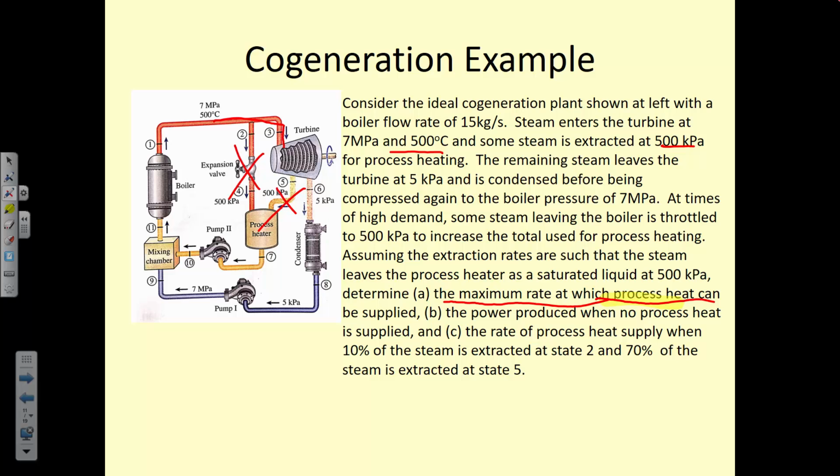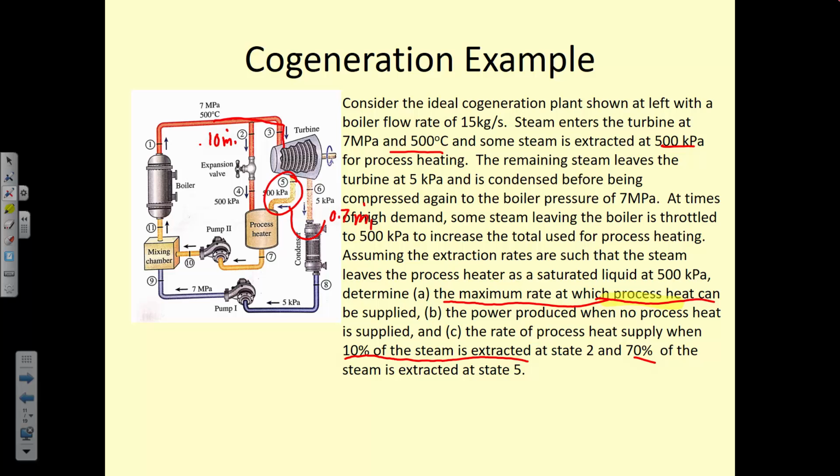Okay, so two extreme scenarios. And then the third scenario, the rate of process heat supply when 10% of the steam is extracted at state 2. So this is 0.10 times m dot 1. And 70% of the steam is extracted at state 5. And it's a little bit unclear when it says 70% of the steam. So is it 70% of the steam that's going into the turbine? Or is it 70% of everything? In this case, for simplification, we're just going to say that this state 5 has 0.7 times m dot 1.